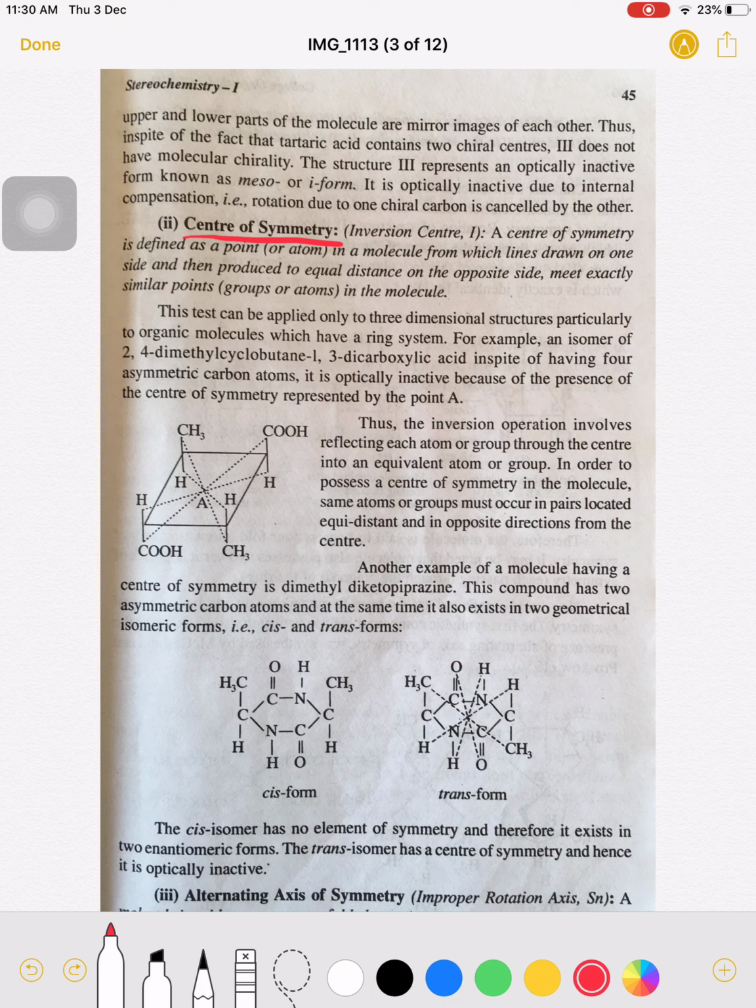This test can be applied only to 3-dimensional structures, particularly to organic molecules which have a ring system. So this is an isomer of 2,4-dimethylcyclobutane-1,3-dicarboxylic acid. So 1, 2, 3, 4 carbon. At 2 and 4 methyl groups are there, and at 1 and 3 the dicarboxylic acid group is there. So this molecule is optically inactive because of the presence of a center of symmetry represented by A.